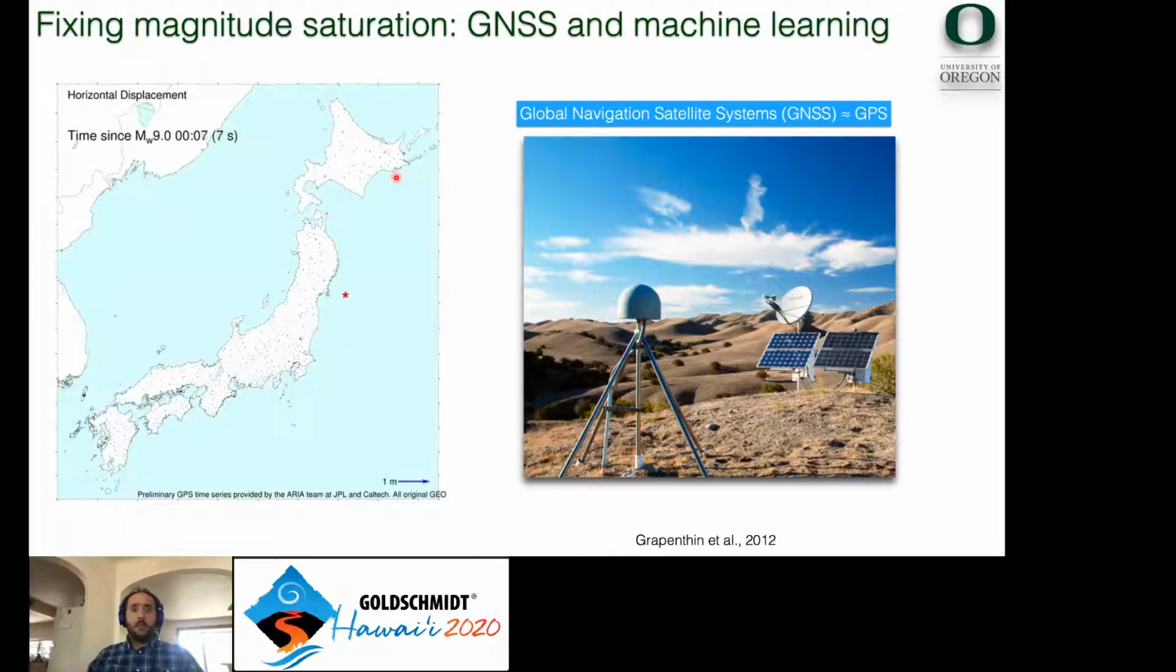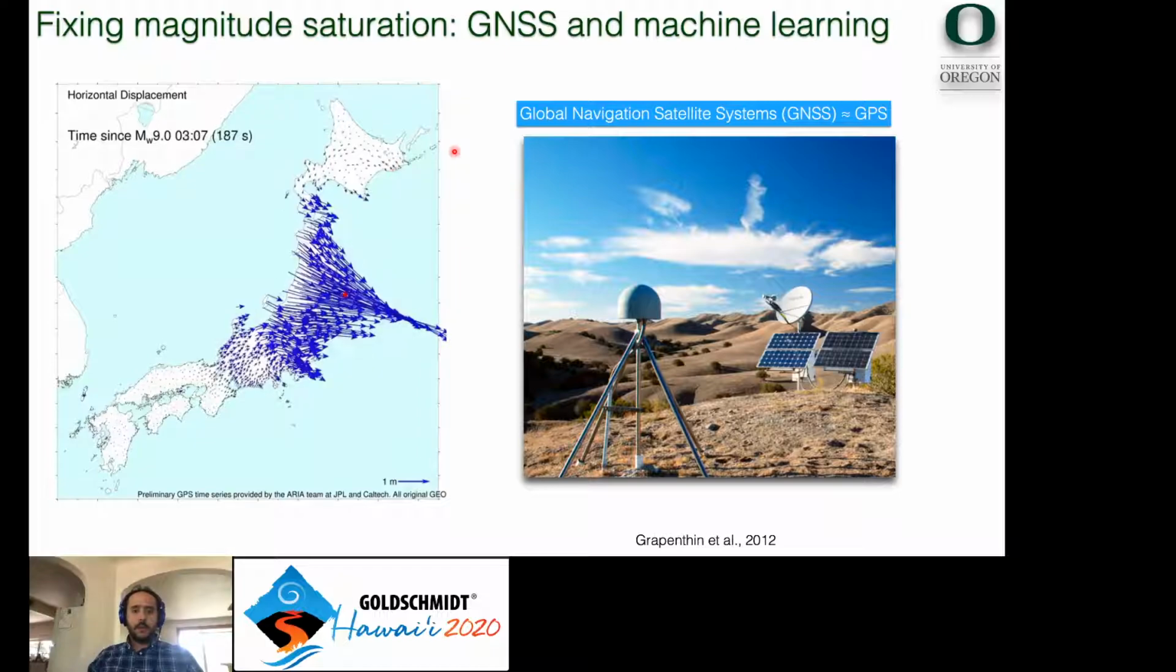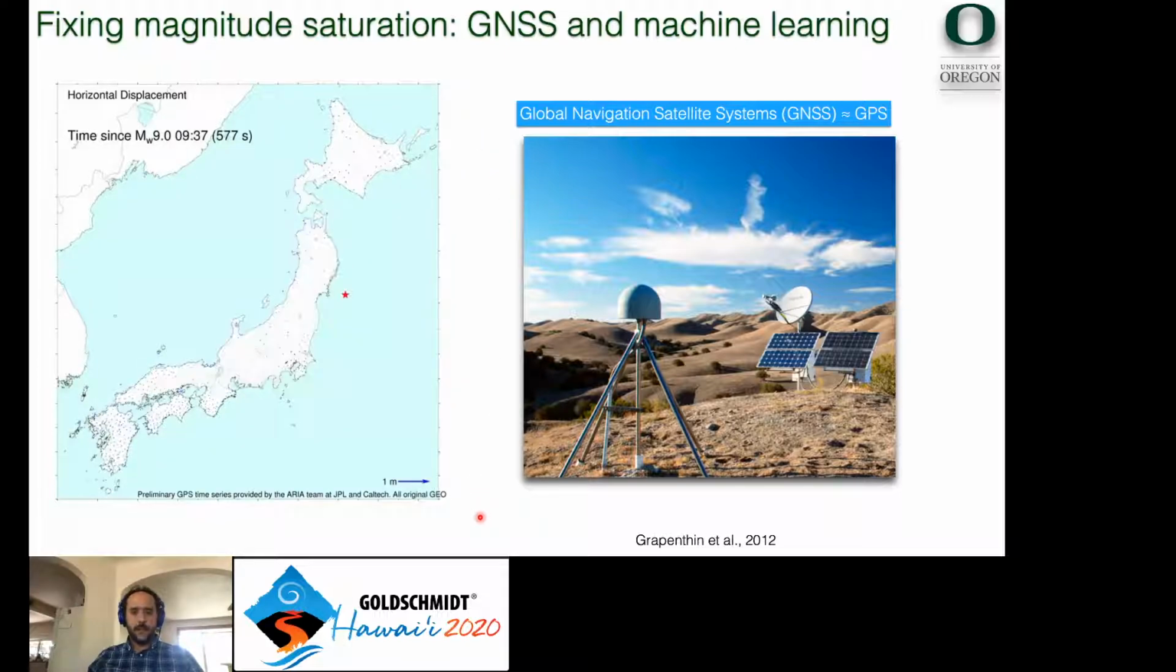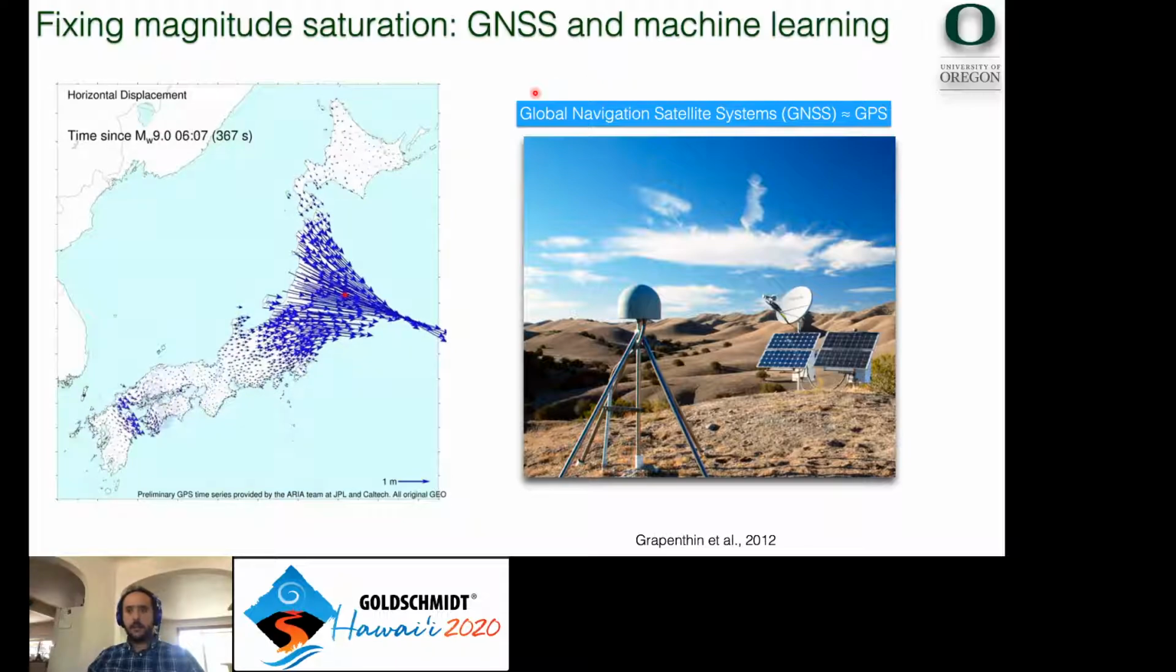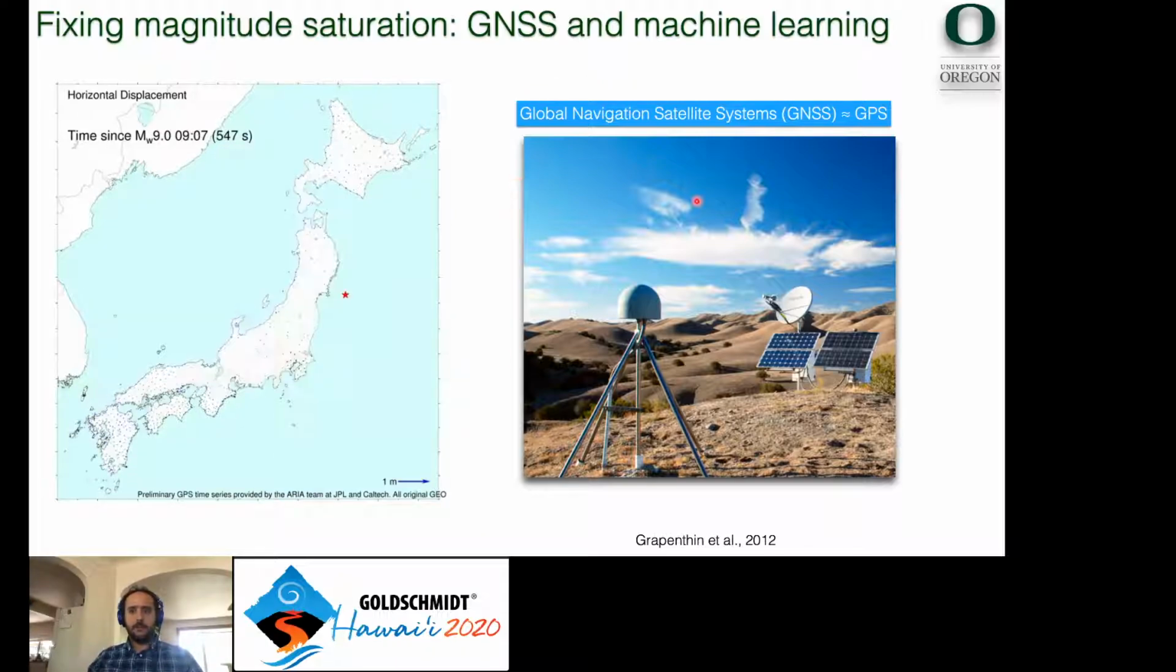So what do we do? One potential solution, and one that I personally favor quite a bit, is to use a different kind of measurement to measure crustal deformation using global navigation satellite systems, GNSS, which you might know as GPS. GPS is one of the constellations of GNSS.